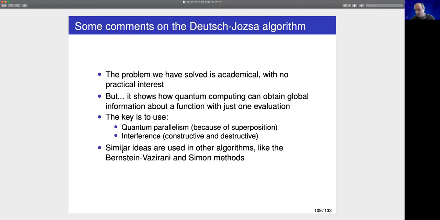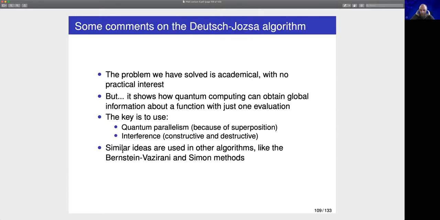So first of all, of course, this is a problem that is clearly artificial. This is something that was fabricated especially to show this potential of quantum computing. This is not a problem that is of practical interest. There is no natural situation in which we are given a Boolean function, which is either constant or balanced, and then we need to evaluate which is the case. There is no simple situation in which this arises. But it's an interesting example.